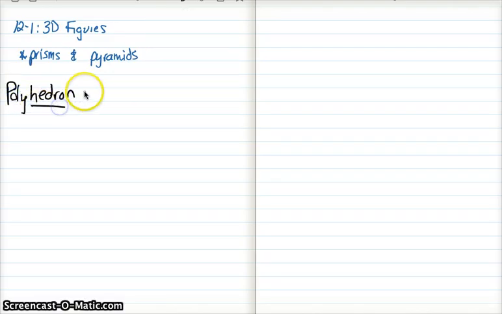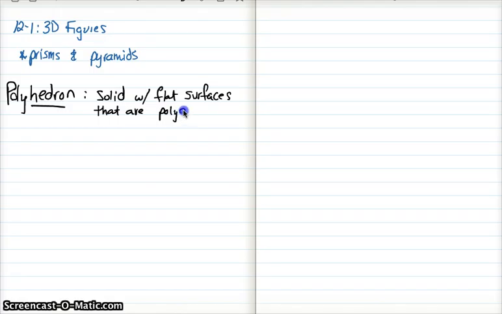So a polyhedron. And remember, poly means many. Okay, so it's a solid with flat surfaces that are polygons. And a polygon has many sides, so a triangle, a square, a rectangle, a pentagon, a hexagon, these are all different kinds of polygons.